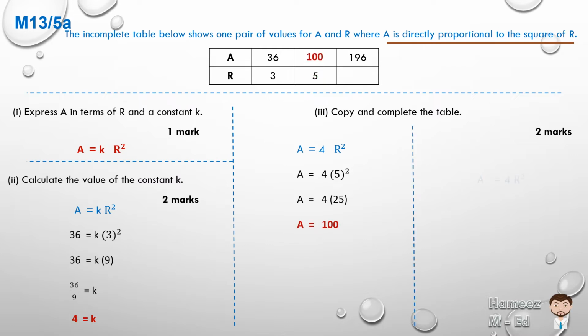And let's look at the last part. A is equal to 4r squared. That's our formula. And we can substitute. We know a is 196. So 196 is equal to 4r squared. And the 4 is multiplying. When I carry it across, it will divide. So it'll be 196 divided by 4 is equal to r squared, which works out to be 49. So r is equal to the square root of 49. So r is equal to 7. And we can bring that up in the table as well. So we found both values that were missing.